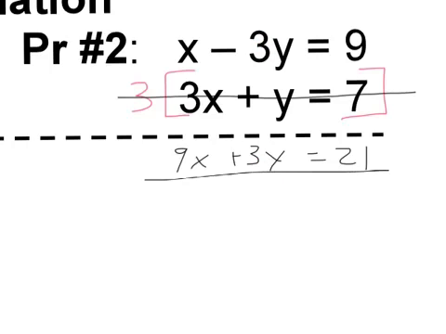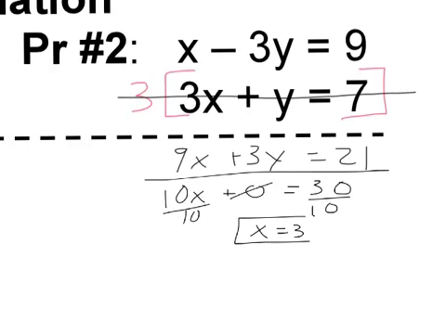So 9x and x is 10x. 3y and negative 3y is 0. I don't even really have to write that. And 21 and 9 is 30. So divide both sides by 10. I can ignore that 0. And I get x equals 3. Alright, now I'm going to take this and plug it back in.